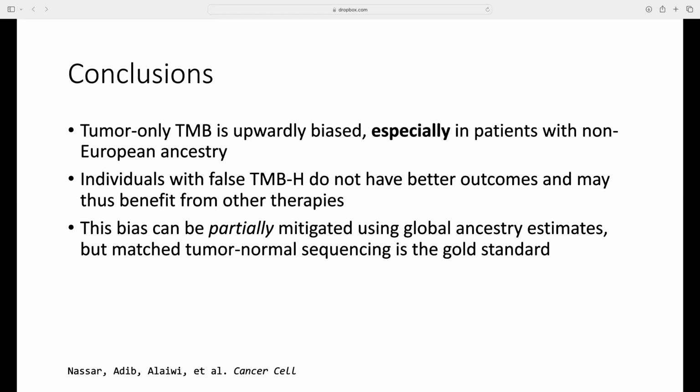We developed an algorithm to attempt to recalibrate this estimate, and we show that when you recalibrate individuals back to TMB low, you are able to identify a subpopulation that does indeed have worse survival than they would be expected. Of course, the gold standard is actually doing tumor normal sequencing, but this is potentially a stopgap to identify individuals that have a biased estimate.